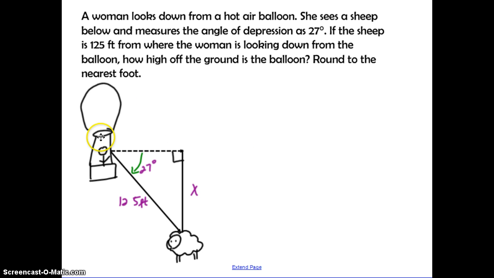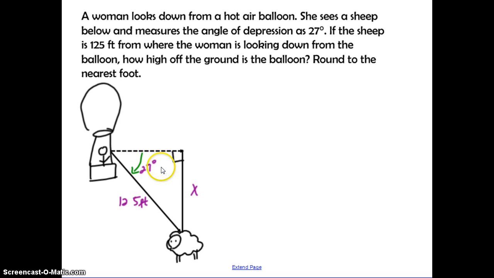You have this hot air balloon with the woman in it, and then she sees a sheep that's on the ground. Her angle of depression, so straight out, depress, and then that angle down is 27 degrees. Then it says that she is 125 feet from the sheep, and then we want to know how high the balloon is off the ground. So this is the diagram that you should have. If this isn't what you have, go ahead and pause, erase it, and you want to make some minor changes.